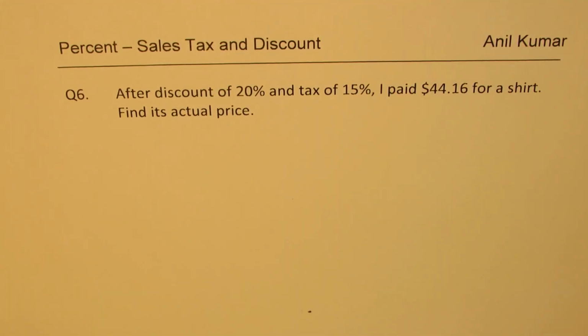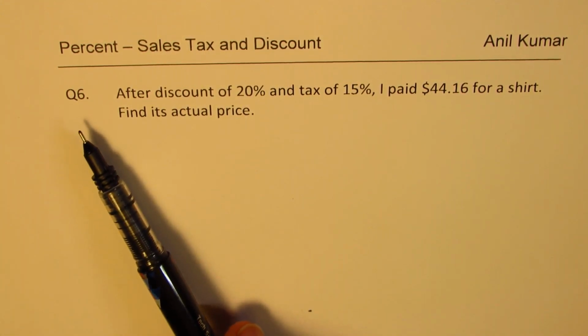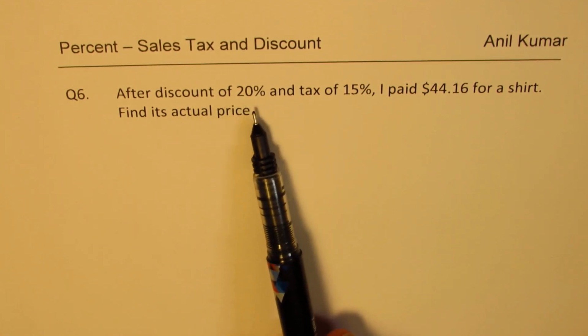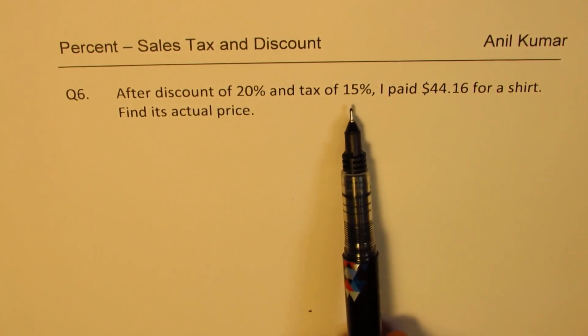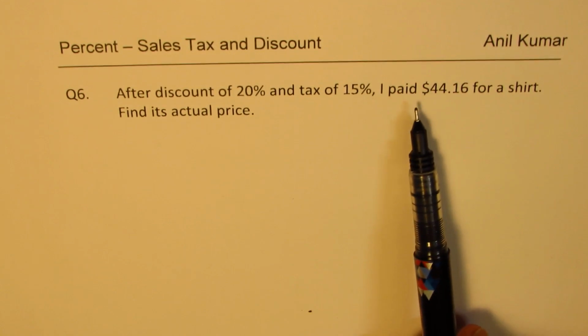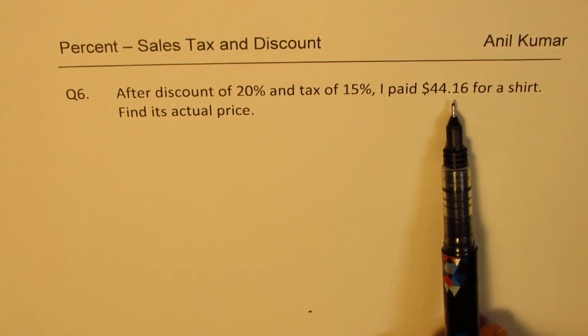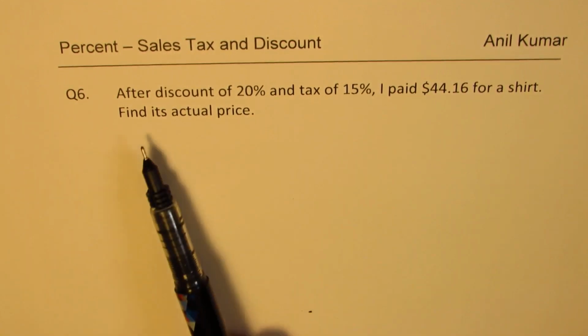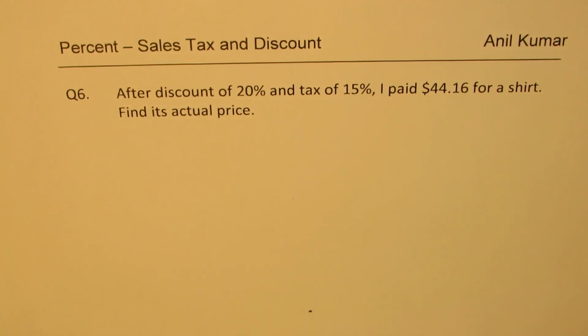Perfect. Here is another very interesting question. In this series, we have many questions related to sales tax, discount, and tips. I'd like you to go through other videos also so that you get the complete concept. Question number 6 here is, after a discount of 20% and tax of 15%, I paid $44.16 for a shirt. Find its actual price.